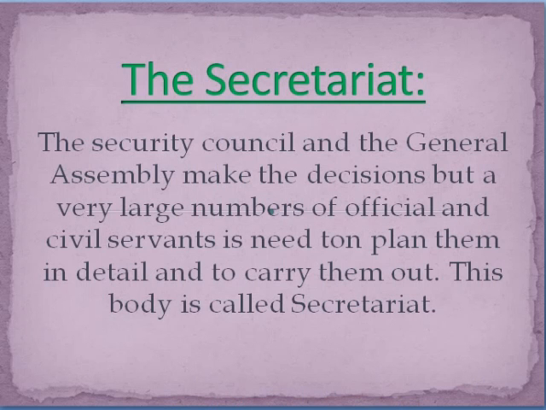Now the next one is the Secretariat, which is the executive arm of the United Nations. It implements decisions which are taken by the General Assembly, the Security Council and the Economic and Social Council. So these are implemented by the Secretariat.